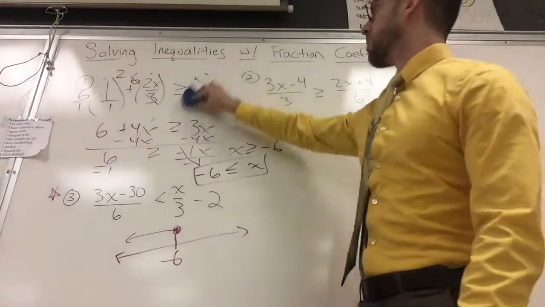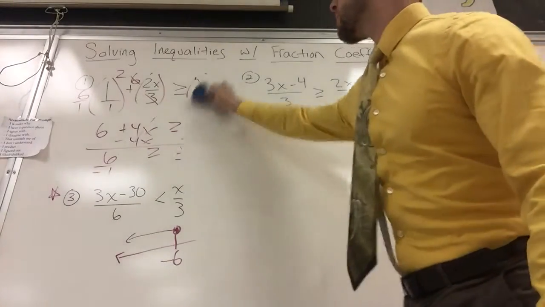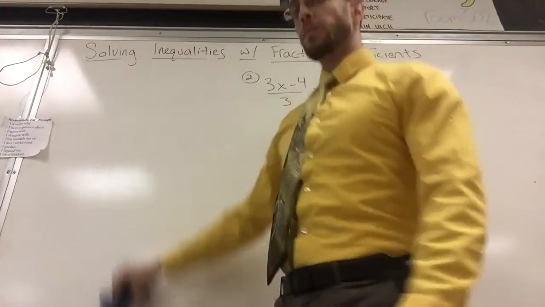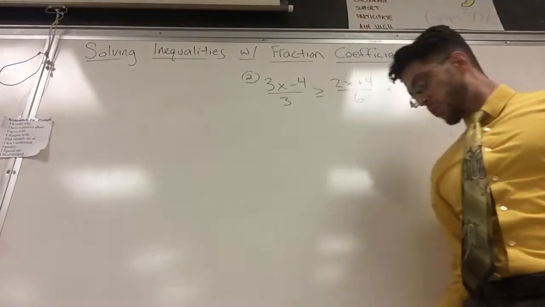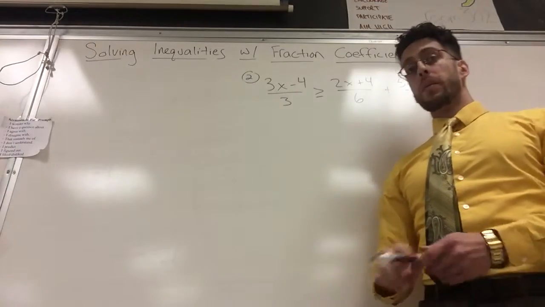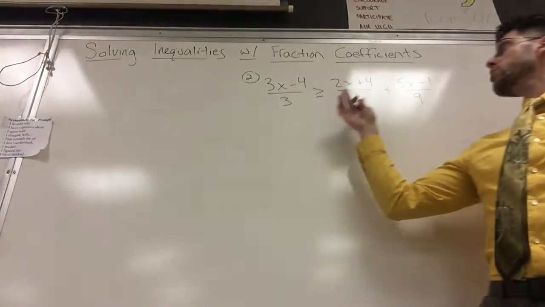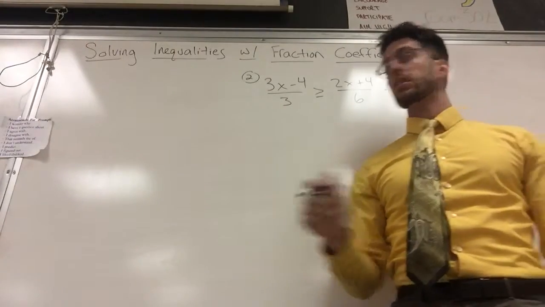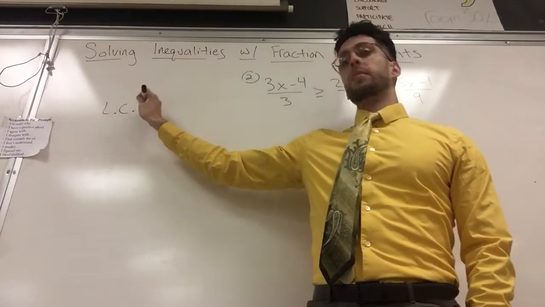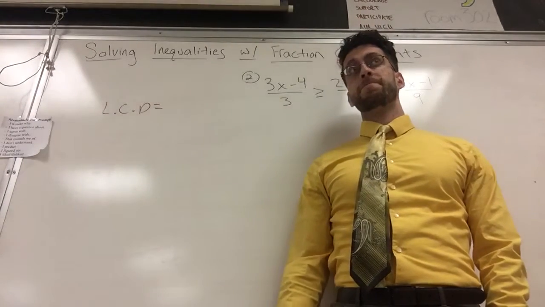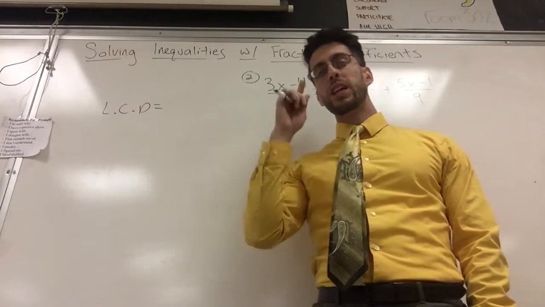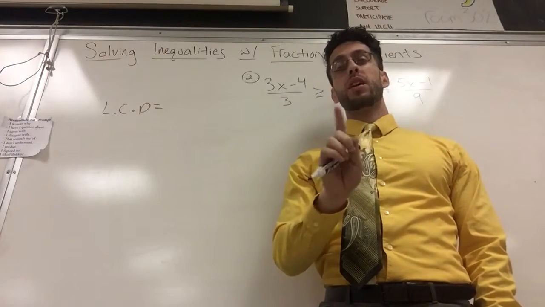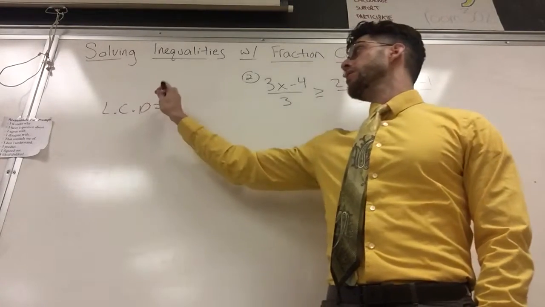Are we ready for number 2? Number 2, how many denominators do you see? How many denominators do you see? 1, 2, 3 denominators, a 3, a 6, and a 9. I want to quickly say that the least common denominator is 9, but if I think about it, 3 goes into 9, 9 obviously goes into 9, but 6 does not. So it's actually 18, all right?